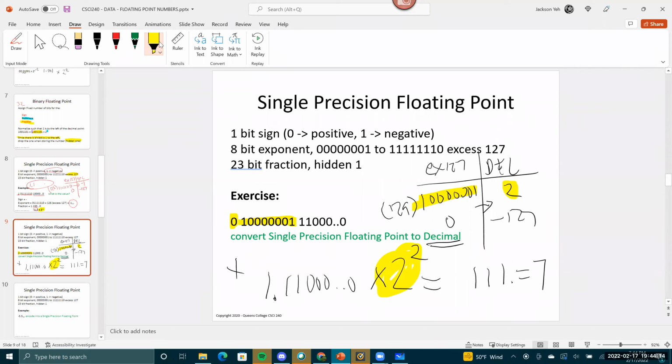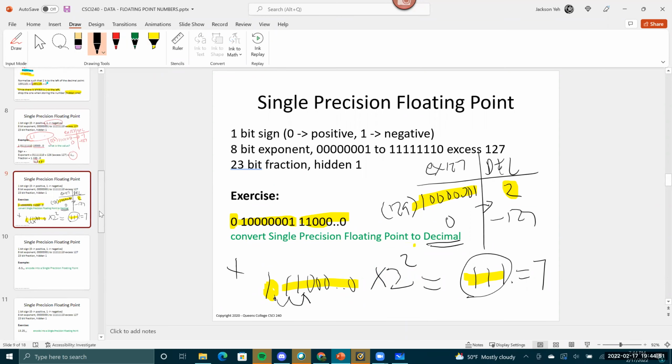So all that's left is the fraction. So the fraction is 1100, which is this. But I have to add the hidden 1, which is this part. And once I have that, then it's just how do I get from this to this number? I move the decimal place twice, right? Because it says times 2 to the 2, which means this goes 2 places. And I end up with this. And 111 is binary for 7. All right. Thank you.